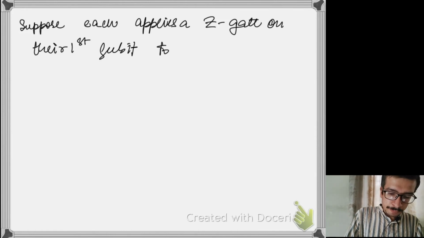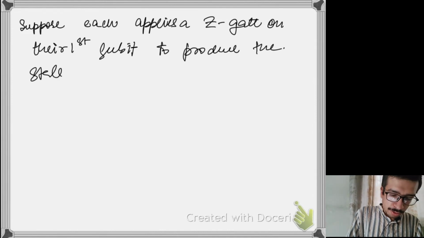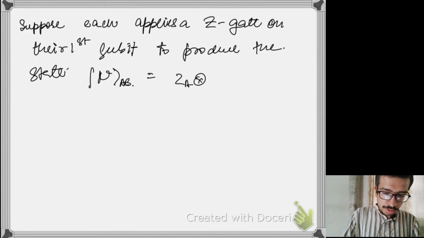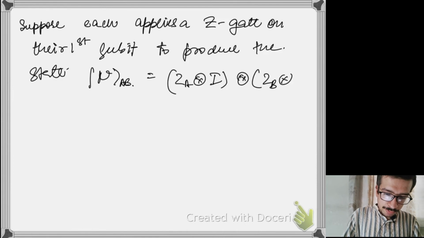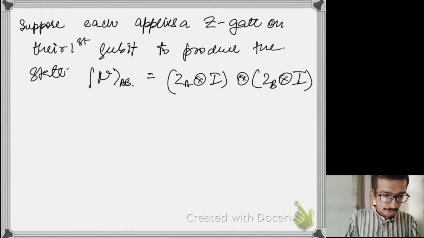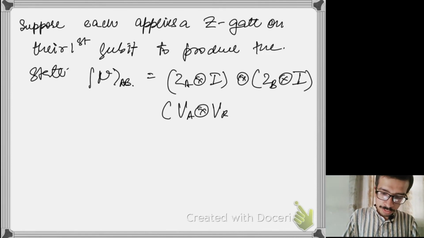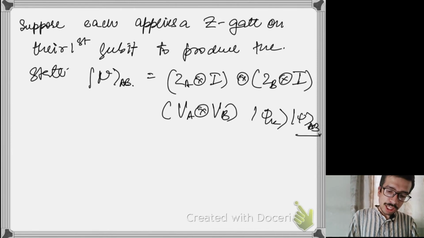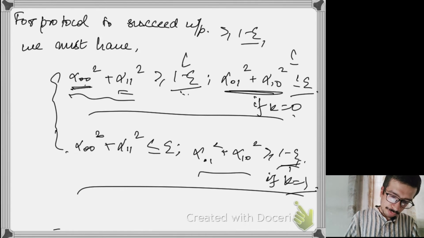To produce the state |μ_AB⟩, which equals (Z_A ⊗ I) ⊗ (Z_B ⊗ I) times (V_A ⊗ V_B) on |φ_k⟩|ψ_AB⟩. So what is happening is that we are seeing that V_A ⊗ V_B produces this sort of a state.